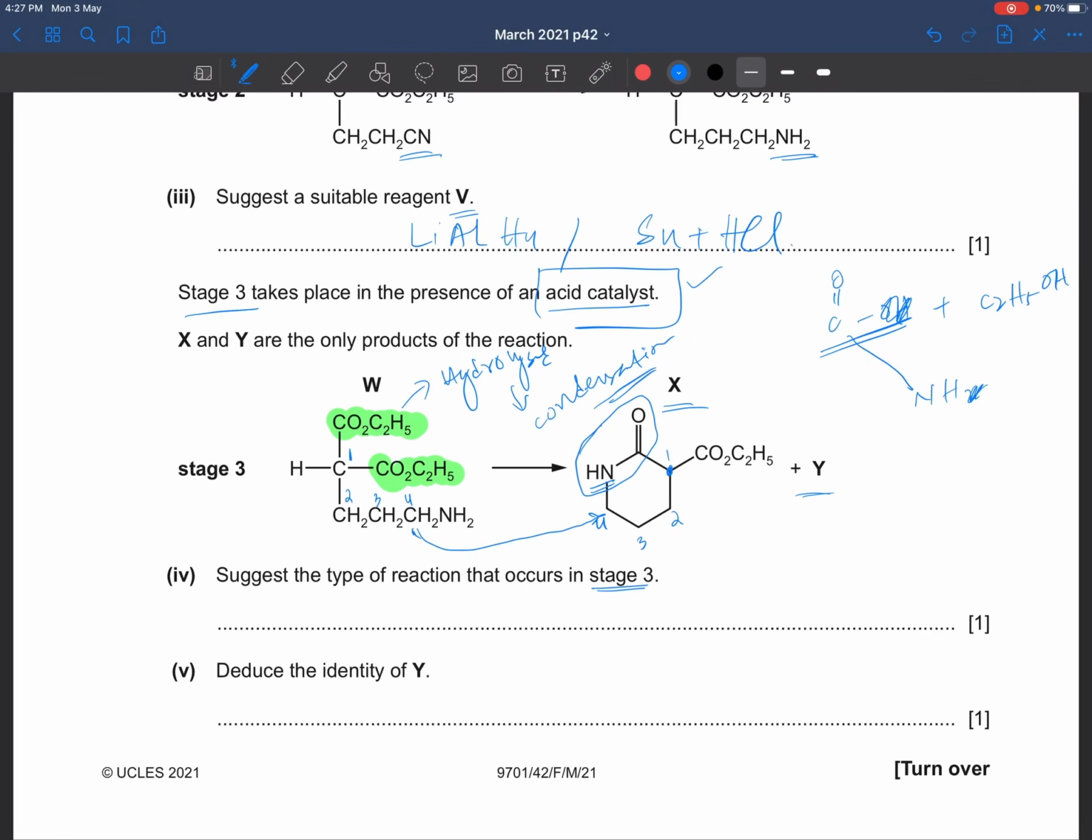The type of reaction that occurs in stage 3, we can simply say, because we are getting this linkage, is a condensation reaction. Deduce the identity of Y. Y we've already deduced. This is C2H5OH.